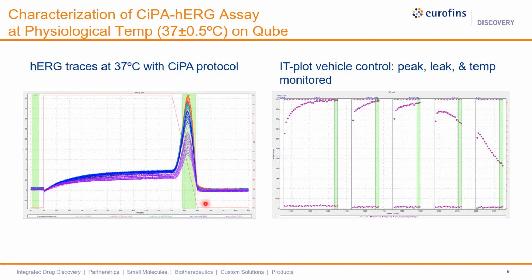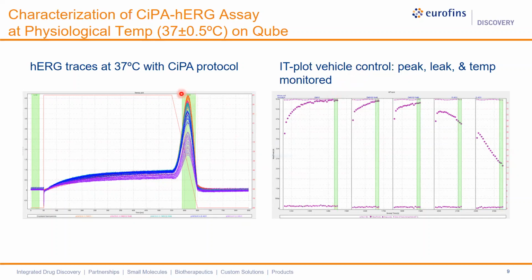This is one of the salient features of hERG, and that's how it contributes to the repolarization part of the cardiac action potential, due to the unique biophysical characteristics of this hERG channel. And here on the left side, we are showing the IT plot for vehicle control.